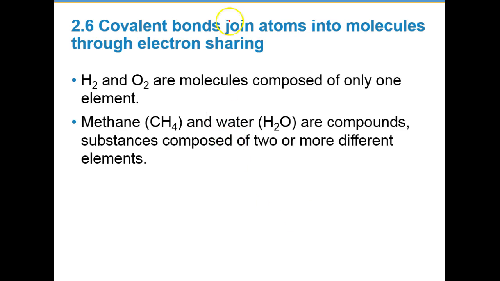Okay. Covalent bonds join atoms into molecules through electron sharing. So hydrogen and oxygen are molecules composed of only one element. Whereas methane and water are compounds composed of two or more different elements. I think that's obvious. I don't know if you need to write that down, other than that it should make sense. They're compounds with a couple of different elements, and those are just one. Okay?